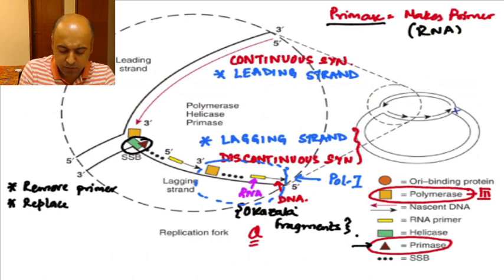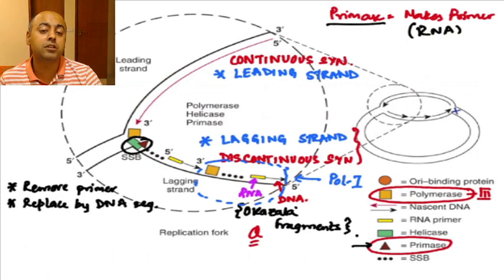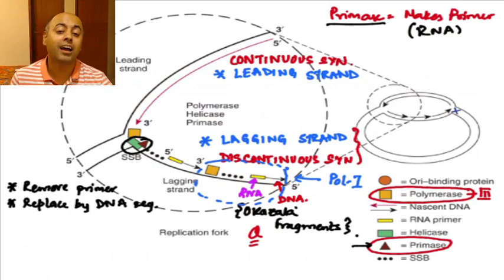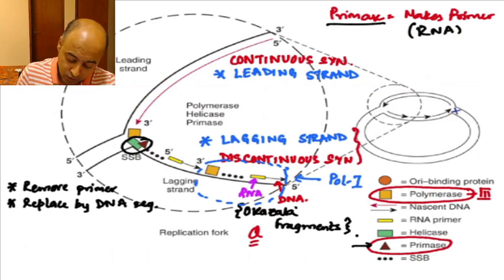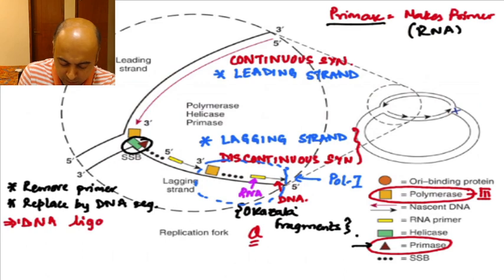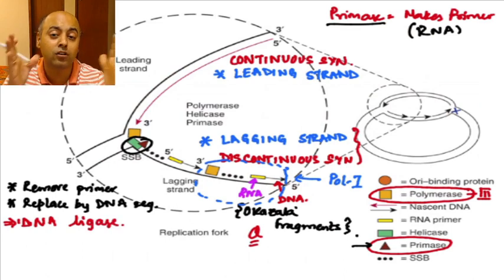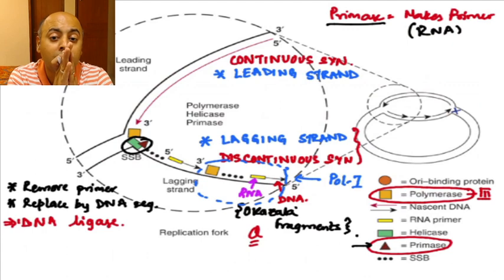And this empty space is replaced by a DNA segment. So what has happened now? The RNA part which is there in the Okazaki fragment has gone. Instead of that, we have the DNA fragment, but still we are left with the fragments. So for that, we bring in the DNA ligase. Finally, we need another enzyme, that is the DNA ligase. DNA ligase will join the Okazaki fragments.